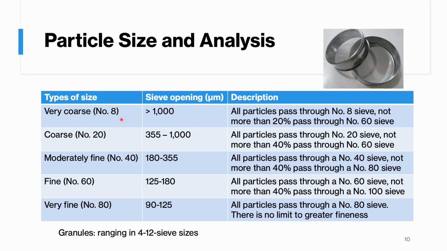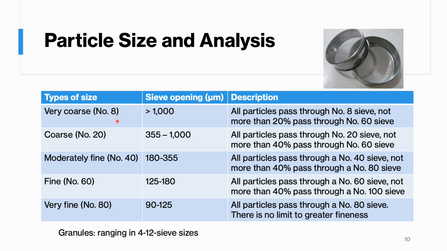According to the USP, the powder size is categorized into 5 types. The first one is a very coarse powder. The sieve opening is 1,000 micrometers. So that means the average particle size can be around 1,000 micrometers or 1 millimeter. To determine this size, all particles must pass through sieve number 8 and not more than 20% of the powder passes through sieve number 60.